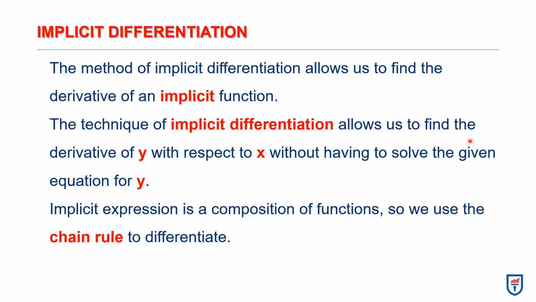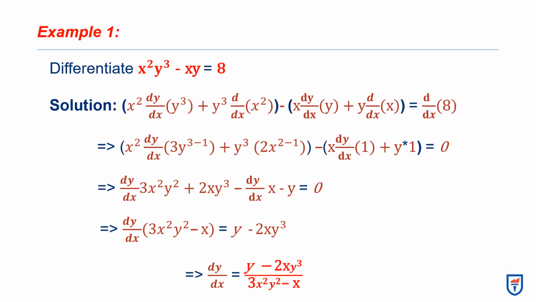Let's now look at implicit differentiation. The method of implicit differentiation allows us to find the derivative of an implicit function. All functions that we have been differentiating so far are explicit functions. So the technique of implicit differentiation allows us to find the derivative of y with respect to x without having to solve the given equation for y. An implicit expression is a composition of functions, so we use the chain rule to differentiate such expressions. Here is an example of an implicit function.